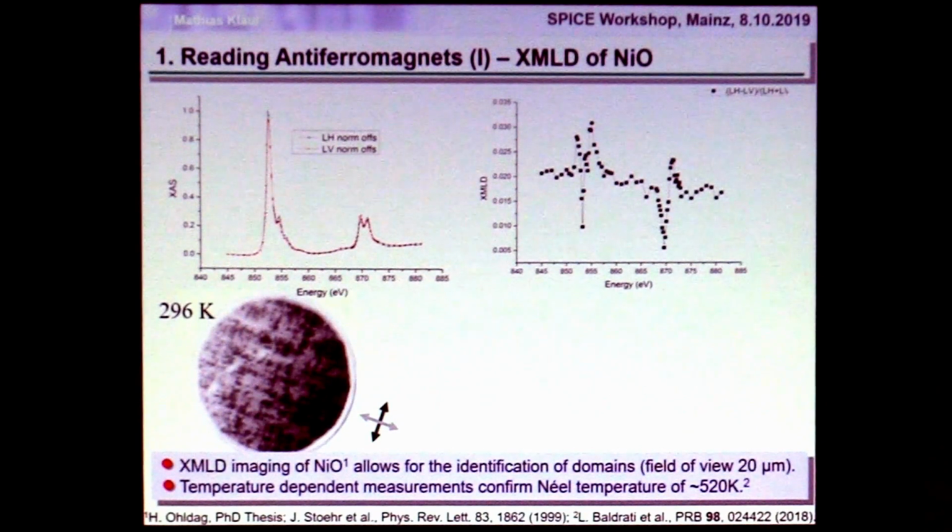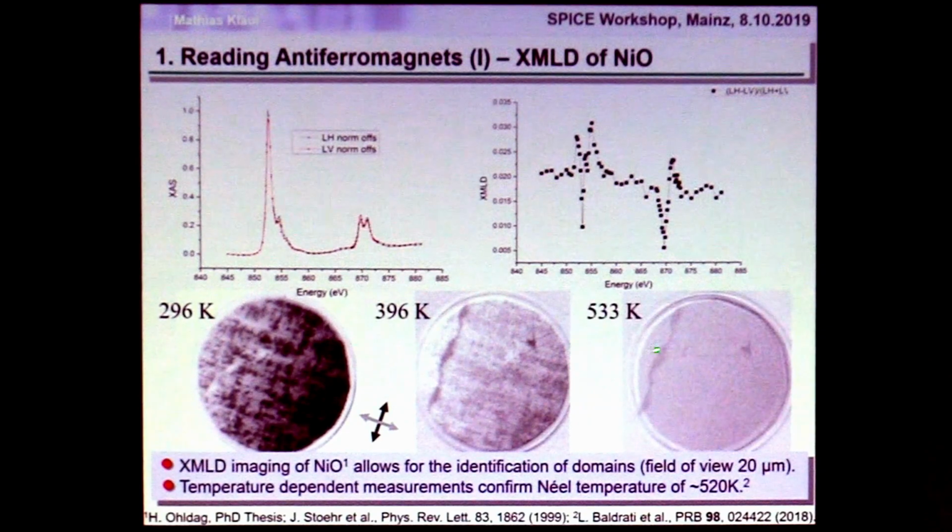And you can image the domain structure, for instance, in nickel oxide at room temperature, at 400 Kelvin, and then at 533 Kelvin it's gone, so this is a structural defect. And this is very much in line with the Néel temperature. So this allows you to actually image domains. This is an oxidic antiferromagnet.